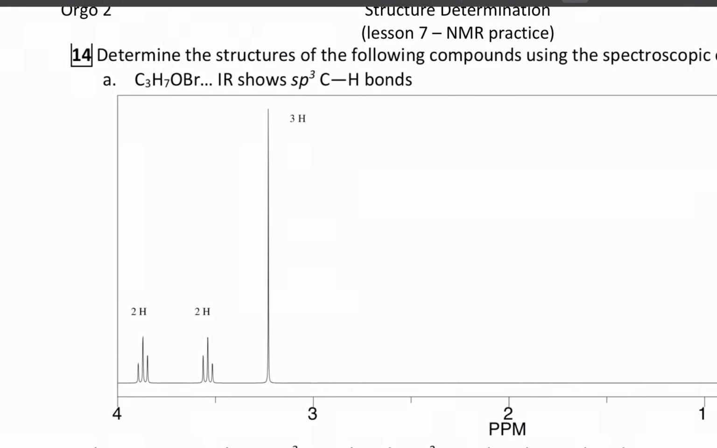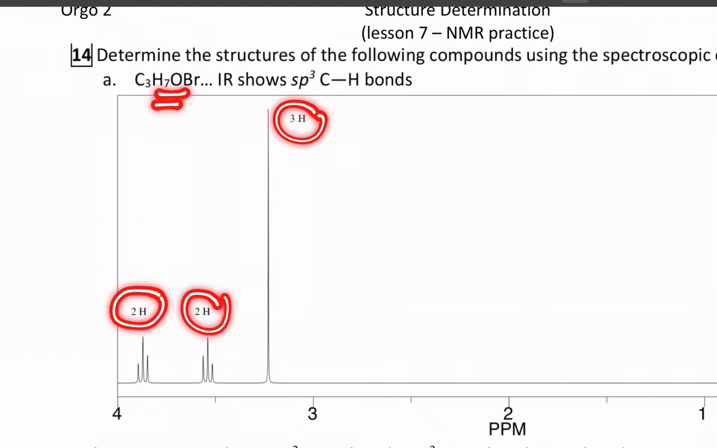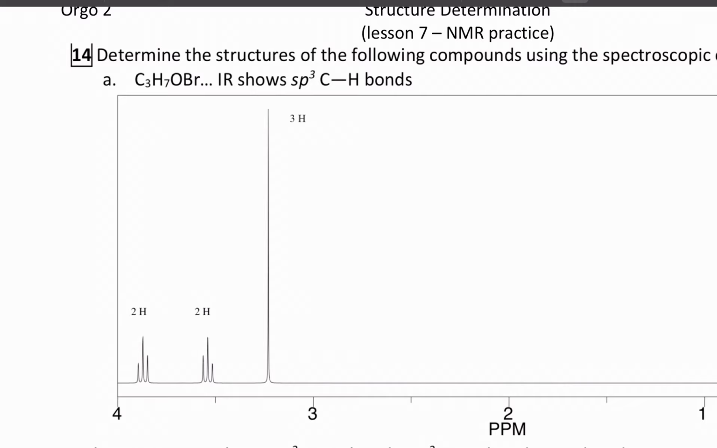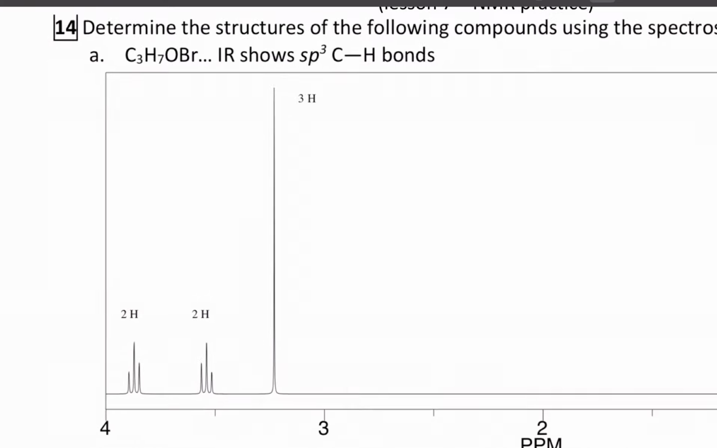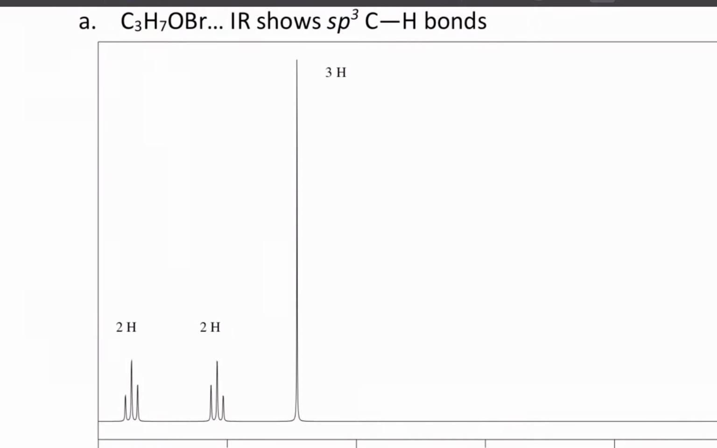So the first one very nicely gives us the molecular formula. It's only 3 carbons and 7 hydrogens, an oxygen and a bromine. The integration ratio is 2 to 2 to 3, and that adds up to 7. So these actually are how many hydrogens are represented by each signal. There's only 3 types of hydrogens, 3 signals, and we see a couple of triplets and a singlet.